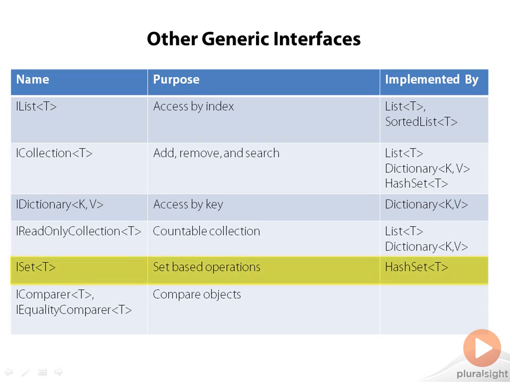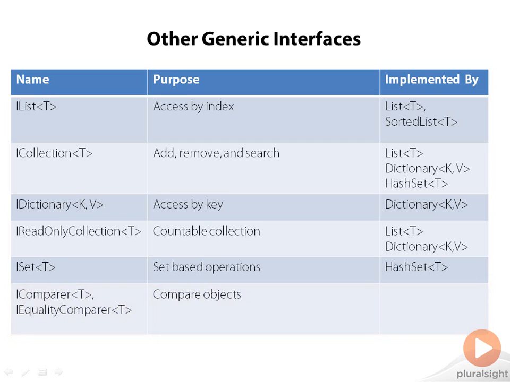There's also ISet of T. That's an interface describing the set-based operations that we looked at, operations like unions and intersections. That's implemented by HashSet of T. And then there are two more special interfaces defined in System.Collections.Generic, IComparer of T and IEqualityComparer of T. These interfaces are not implemented by any of the collections directly. Instead, they're used by the collections to compare objects.